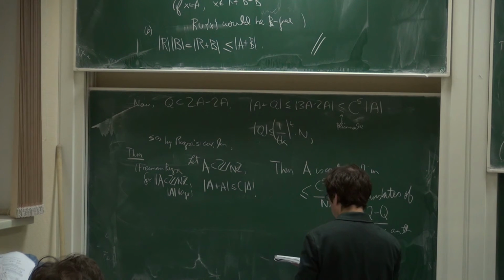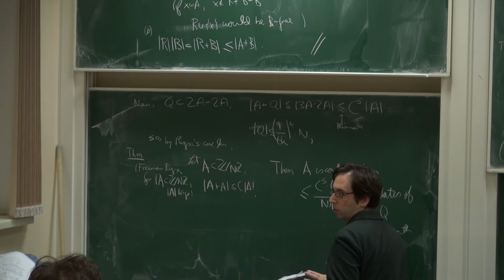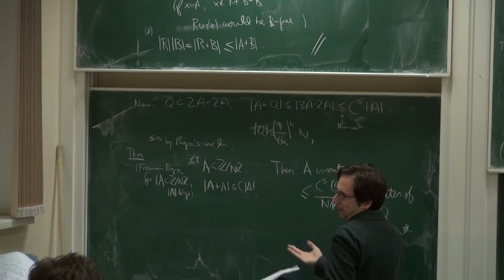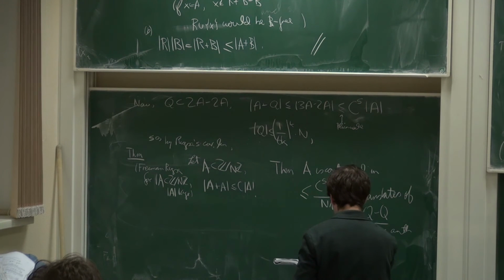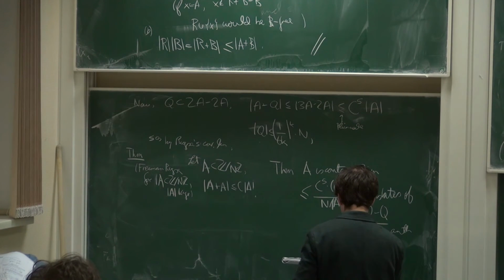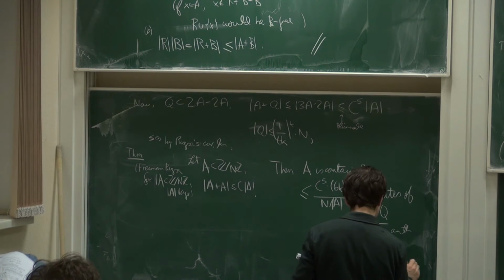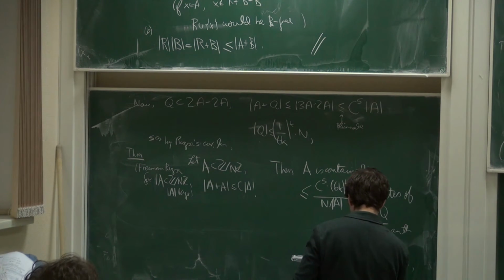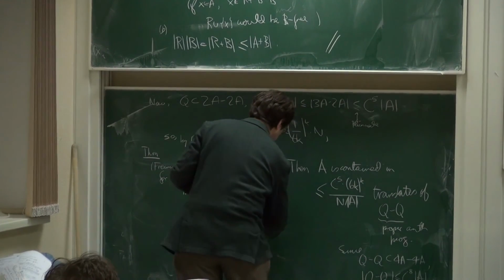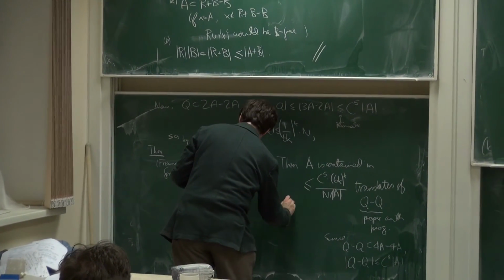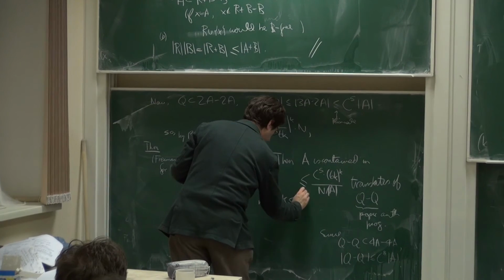And how large is this? Because it would not mean anything if it were huge. Z mod nZ is also a proper arithmetic progression, big deal. But no, it's not much larger than A, because since Q minus Q is contained in 4A minus 4A, the size of Q minus Q is at most C to the 8 times |A|. And here, of course, as I was saying before, k is for C.